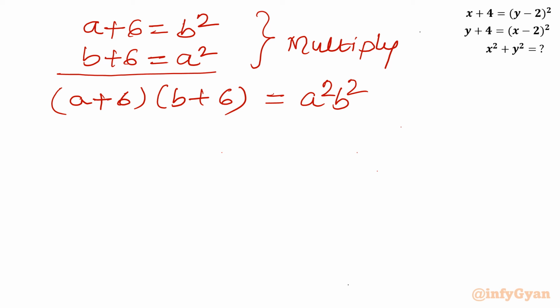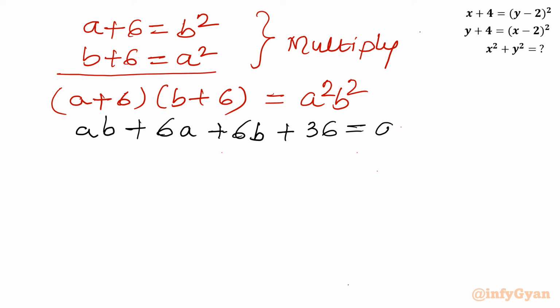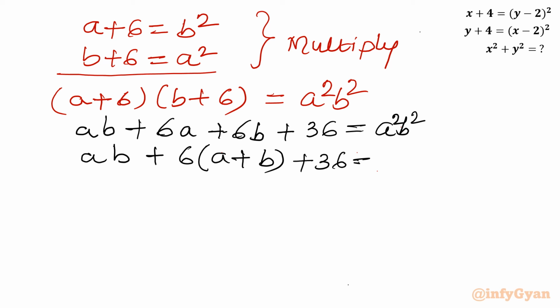Now let us multiply. a times b, ab. a times 6, 6a. 6 times b, 6b. 6 times 6, 36. Equal to a square b square. Now I will take 6 common from here. So in bracket I can write ab plus 6 times (a plus b) plus 36 equal to a square b square.